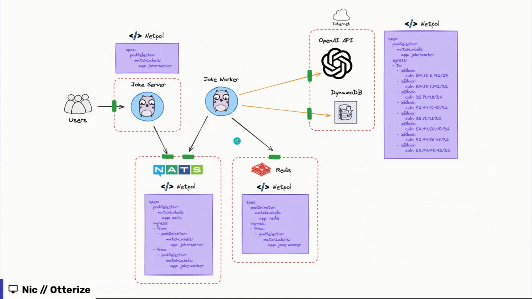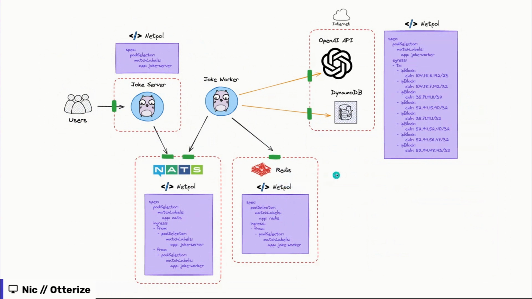Then next one, we have Redis. So as you can see on the picture here, only joke worker needs to access Redis. So same principle, ingress from app joke worker is only allowed. As soon as you create a policy that allows something, you have a default deny for that particular component. So here, just by allowing the joke worker to access Redis, it means that if anything else is trying to connect that is not explicitly defined in the policy, it won't be allowed to do so.